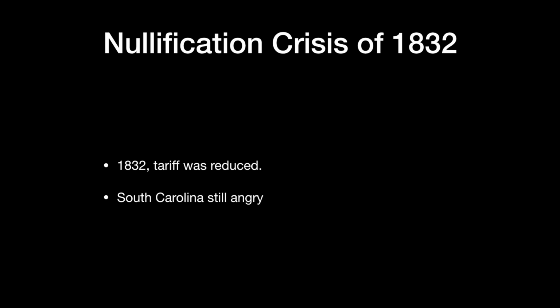And led by then Vice President John C. Calhoun, the state launched a huge opposition to the tariff. In 1832, Congress and President Andrew Jackson actually responded to South Carolina's outrage by lowering the tariff, but it was still not enough to please the state.